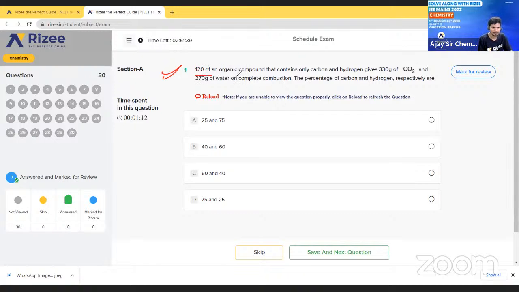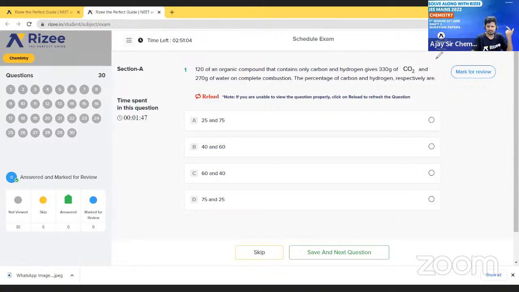Your first question: 120 g of an organic compound that contains only carbon and hydrogen gives 330 grams of CO2 and 270 grams of water on complete combustion. The percentage of carbon and hydrogen respectively. Which chapter did this question come from? Thermodynamics. So it is a combustion based question, a very important one.